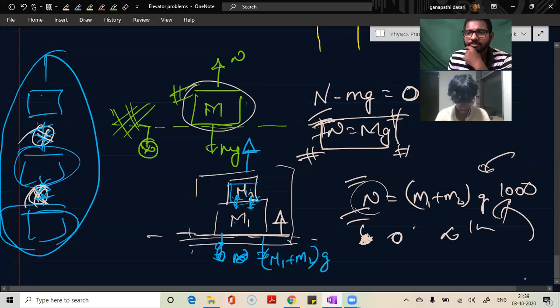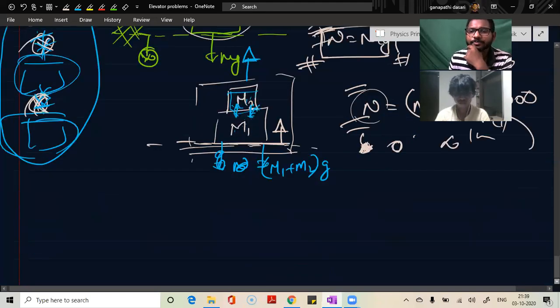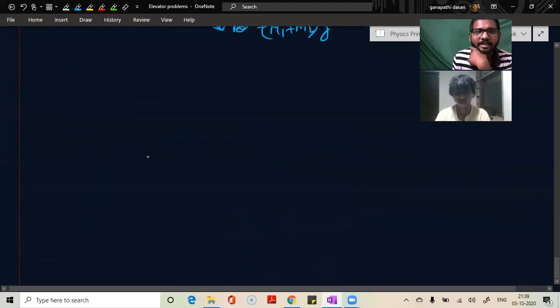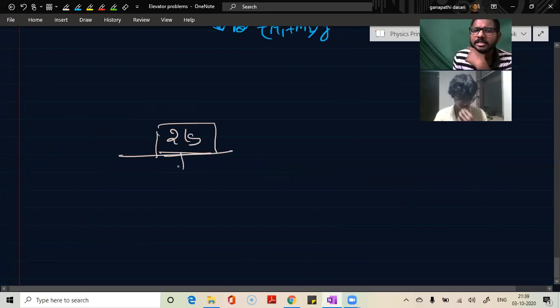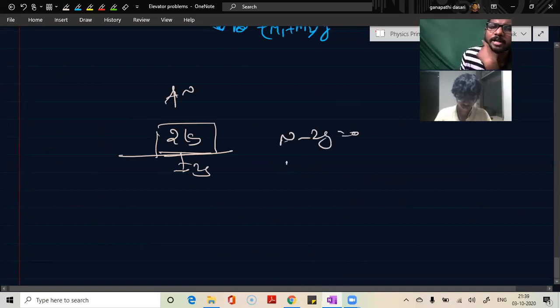Now, the point is, you got how to write this. I'll take a simple block system, 2 kg. This is 2g, upwards is normal, N minus 2g is equal to 0, N is equal to 2g. You got it, simple case.